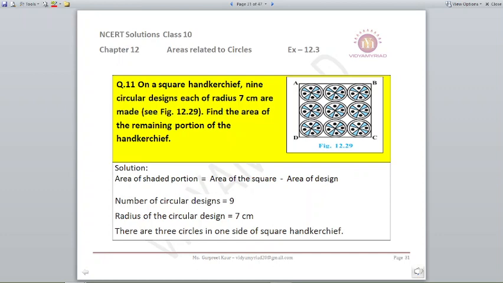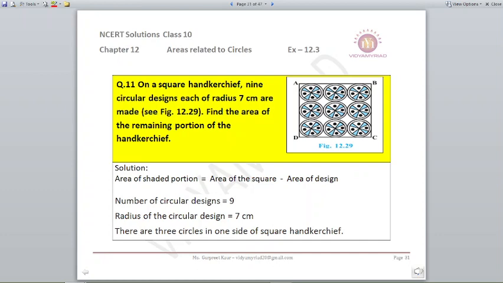Next, on a square handkerchief, 9 circular designs, each of radius 7 centimeters, are made. Find the area of the remaining portion of the handkerchief. Now how are we going to find? Again, we have a square with us. We need to have the whole area of the square minus the area of the design.